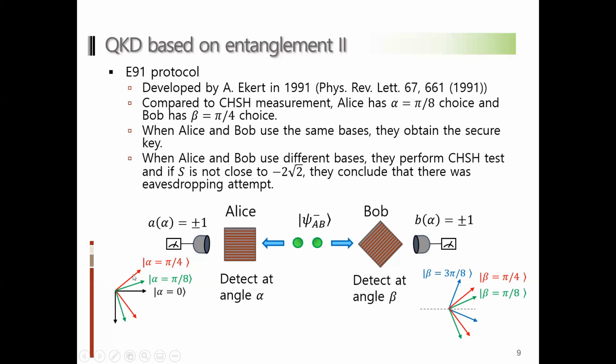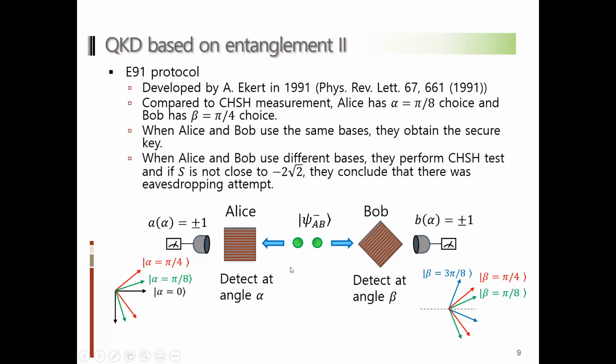Then why do we actually use more bases than necessary? Well, the reason is, if we don't choose the matching case, then instead of throwing away all those unmatching cases, we can use those data for the purpose of the CHSH measurement.